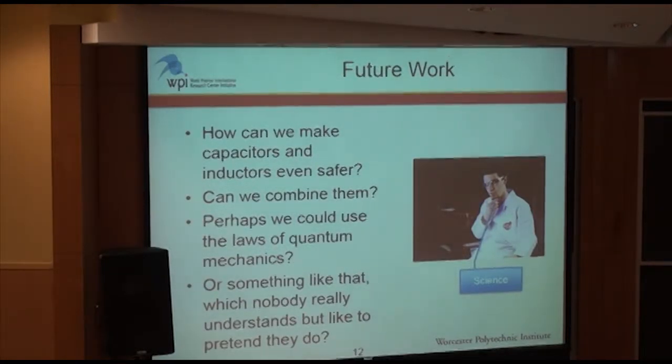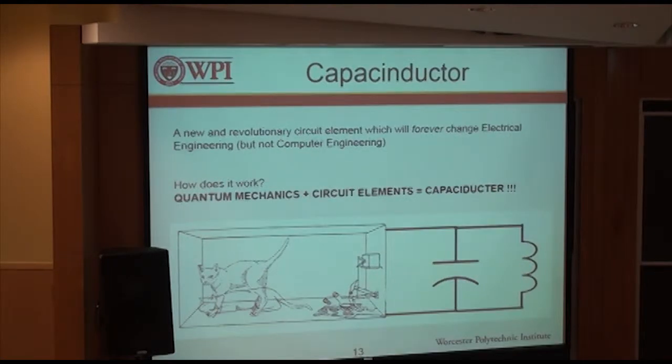But we wanted to make advancements in the safety of our project, so we thought, how can we make capacitors and inductors even safer? Could we combine them? Maybe using quantum mechanics or something like that, which everyone wants to, but no one really understands. So we came up with the capaciductor. It's a revolutionary new circuit element, which will forever change electrical engineering, but not capacitor engineering, unfortunately. And it's quite simple. You take quantum mechanics and add circuit elements, and then you have the capaciductor, as seen below.